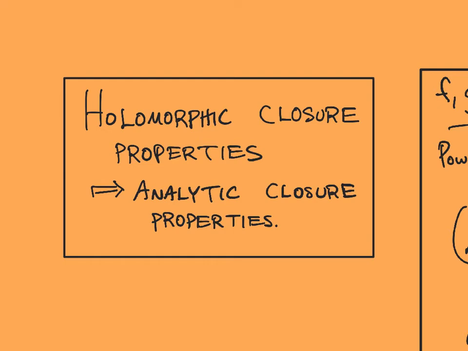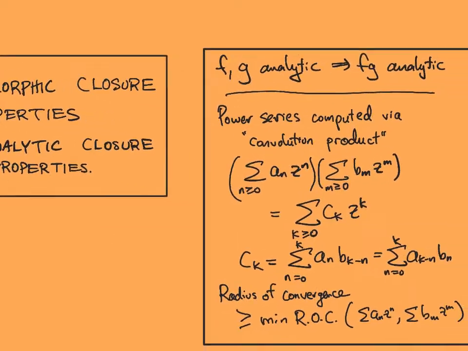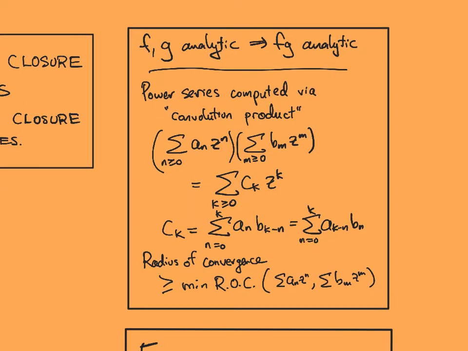Next, we're going to talk about how the basic holomorphic closure properties will give us a bunch of formulas for power series. So the first thing to point out is that since we know analytic and holomorphic are the same, if I have two analytic functions on the same domain, then their product is analytic, no big deal. But how do we compute the power series?